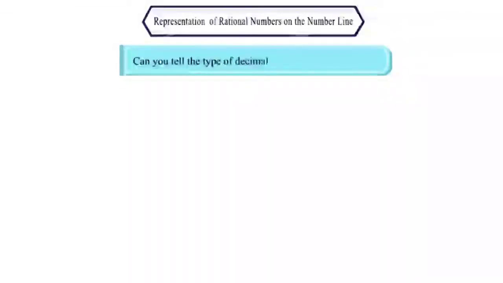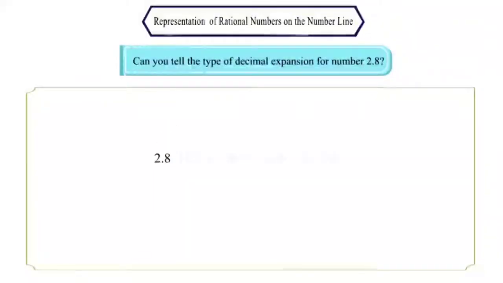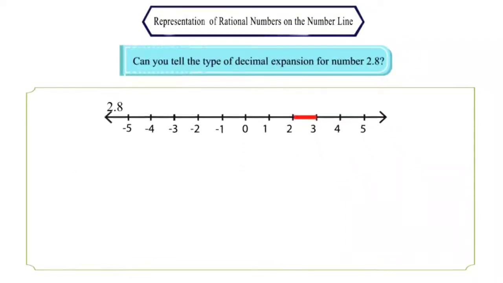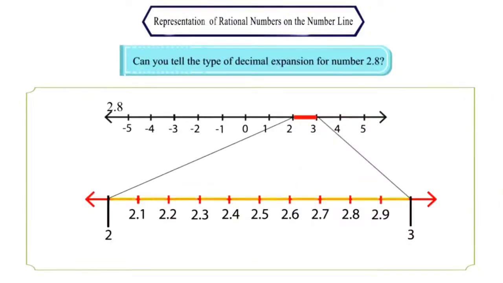Friends, can you tell the type of expansion of the decimal number 2.8? This is a terminating decimal. Let's represent this number on the number line. The number 2.8 will lie between the numbers 2 and 3. Now we will divide the portion between numbers 2 and 3 into 10 equal parts like this.